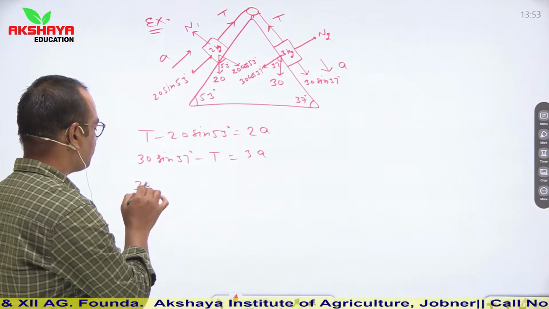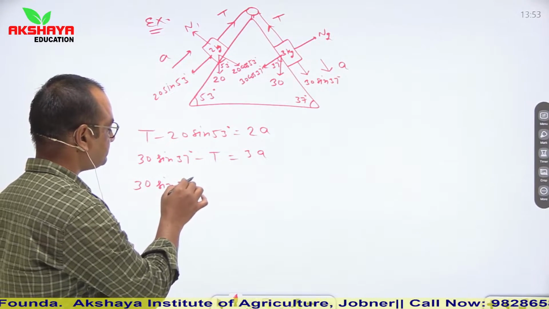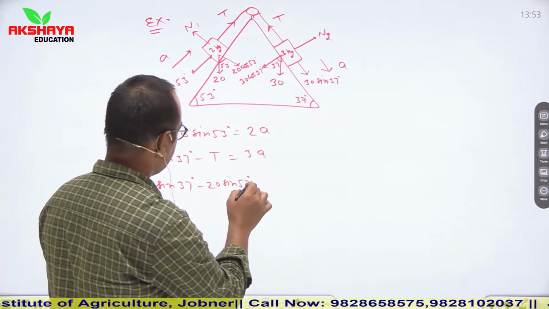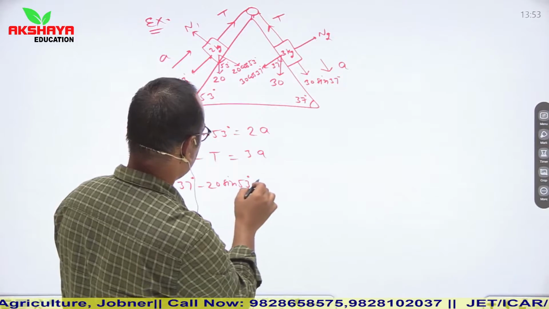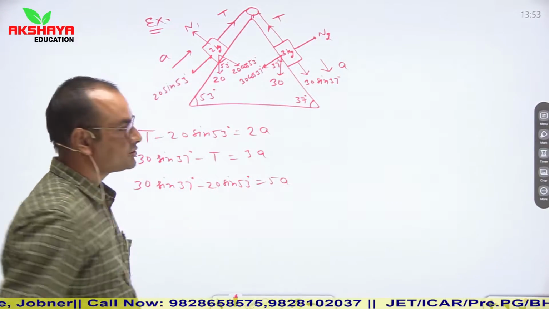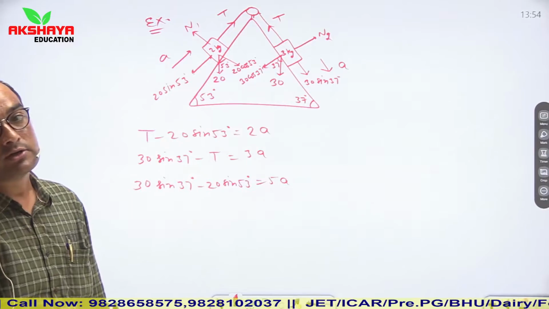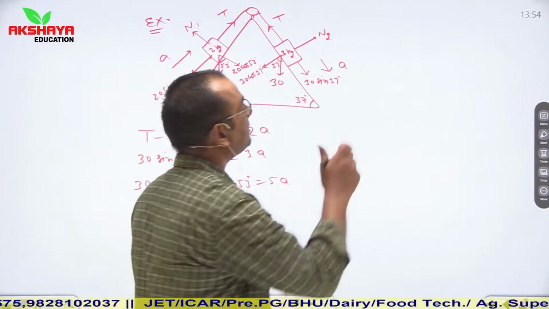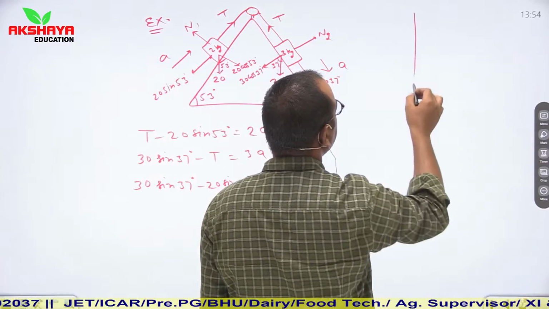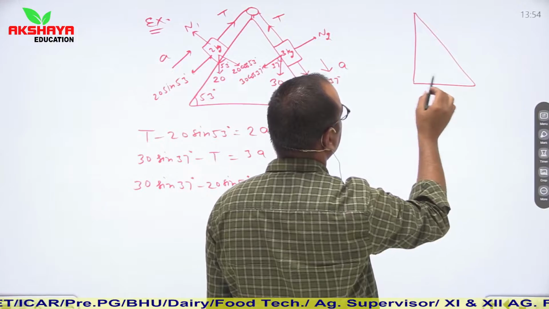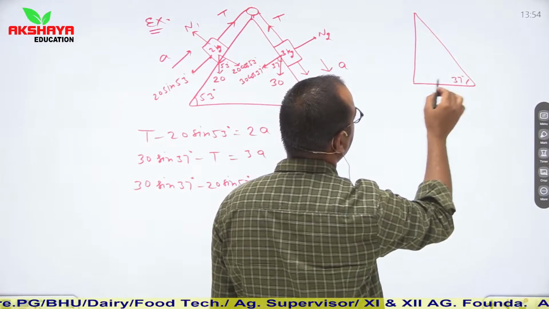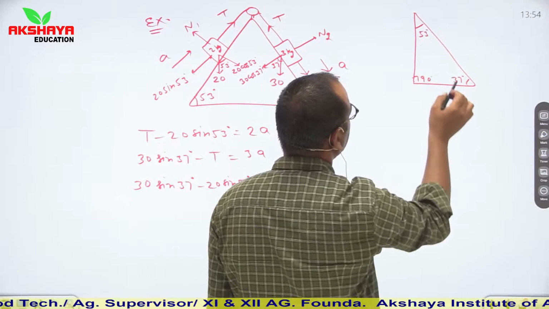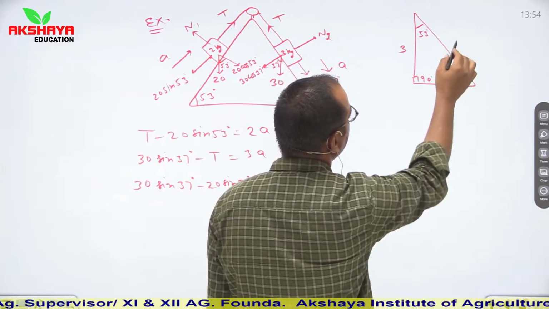So it is 30 sin 37 minus 20 sin 53 is equal to 5A. So see, values of 37 and 53. I have discussed values of 37 and 53 degree in a video previously. Let us discuss it again. Let us say this is a right angle triangle. This is angle of 37 degree, this is 90 degree and this is your 53 degree. So you have to keep in mind this is 3, this is 4 and this is 5.